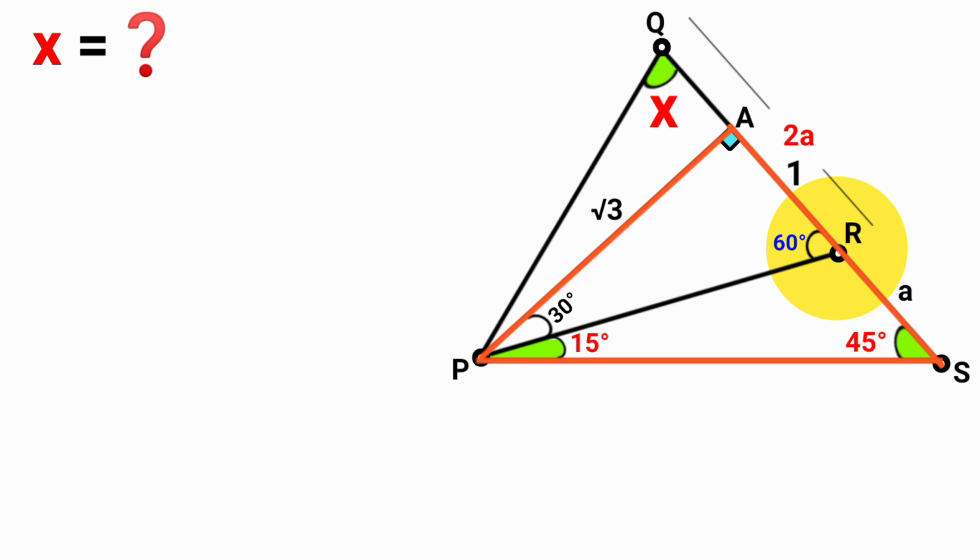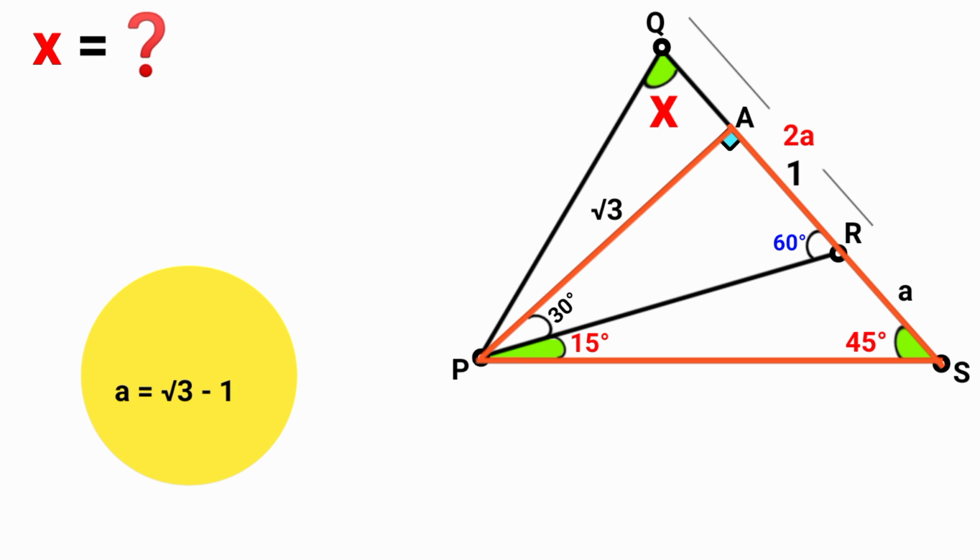But we have it divided into this one and this. Therefore, root 3 equals 1 plus a. Take the transpose of 1 to the left. So root 3 minus 1 equals a. That is, a equals root 3 minus 1.